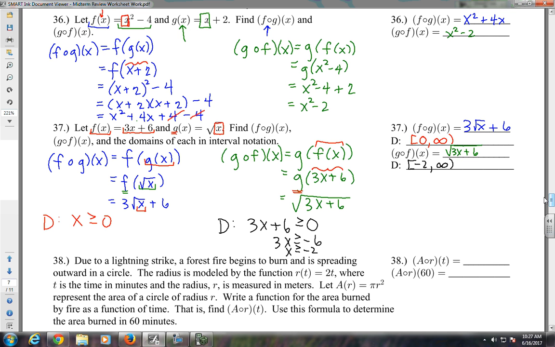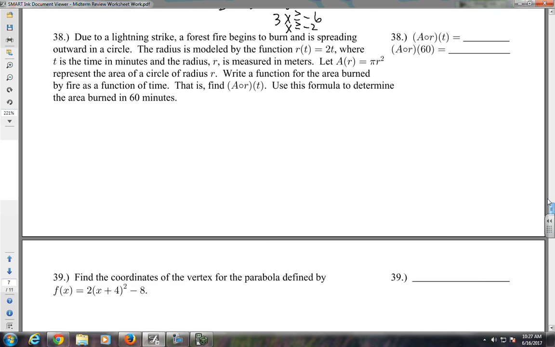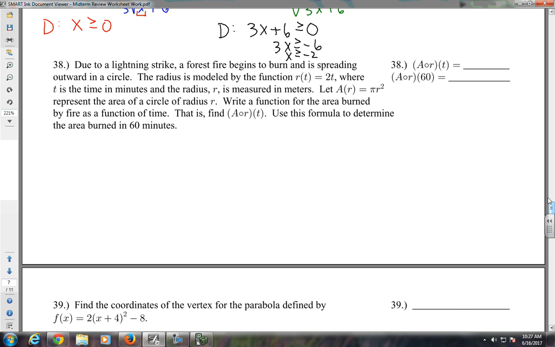Start on the inside and work your way outside. Then it'll work out the same way every time. Okay, moving on to problem 38. Now, please don't panic. I know when you see this word problem, your heart sinks and you panic. But let me help you with this. We are simply going to be finding a composition on this problem.